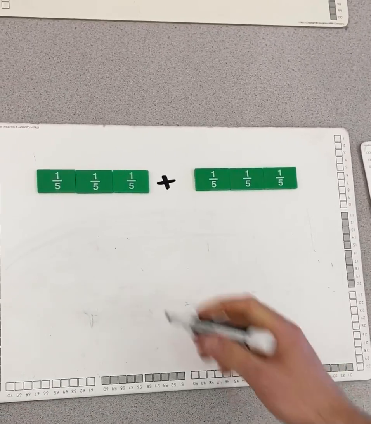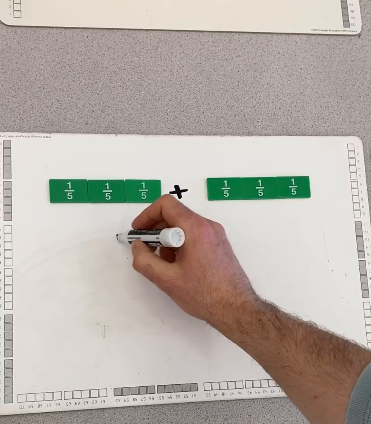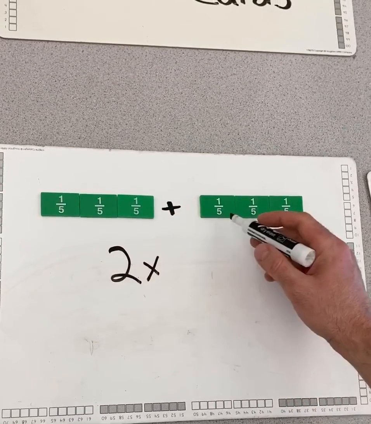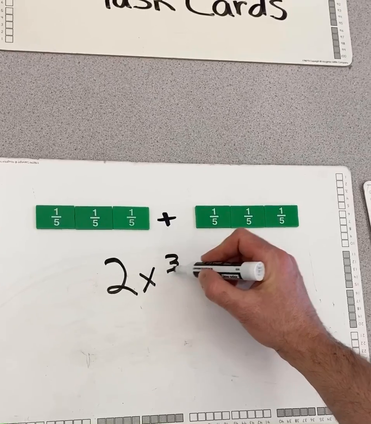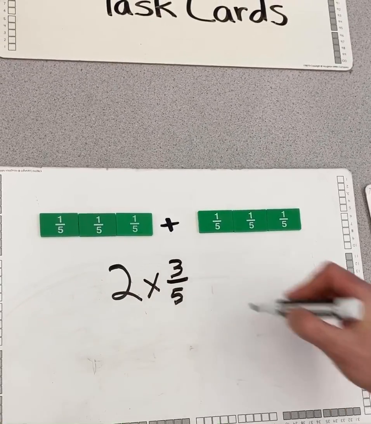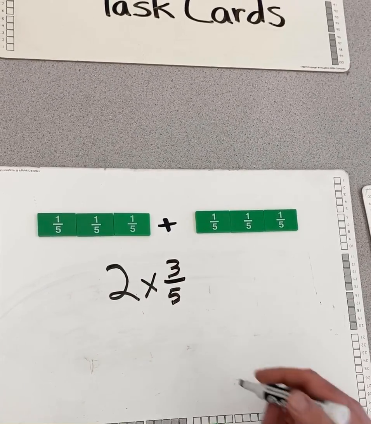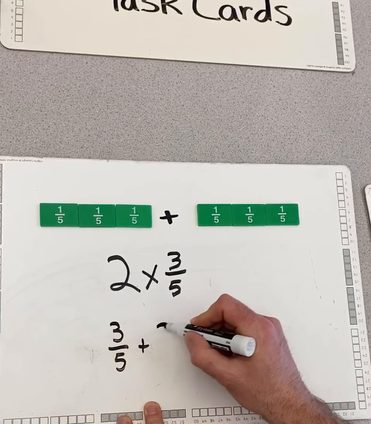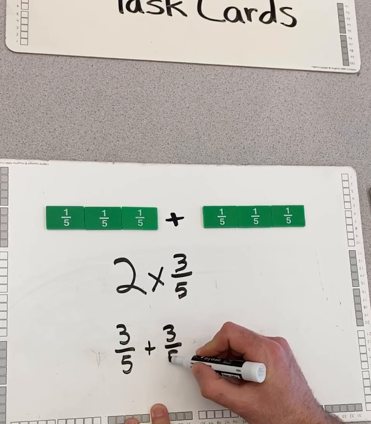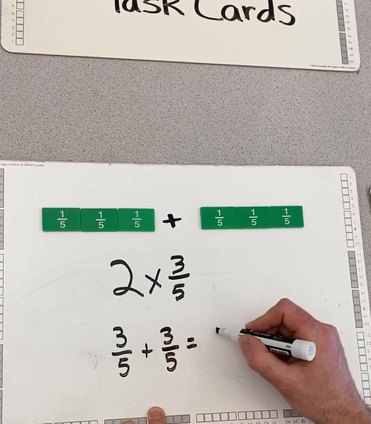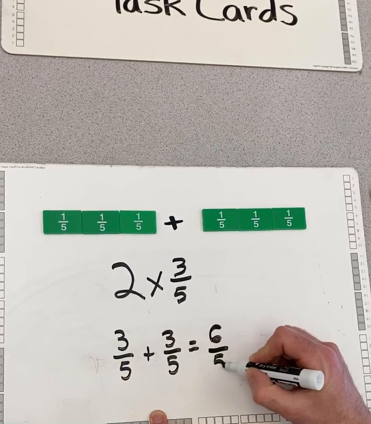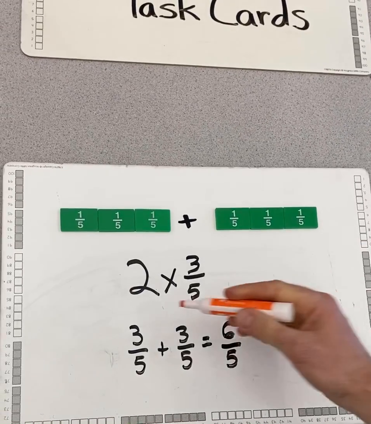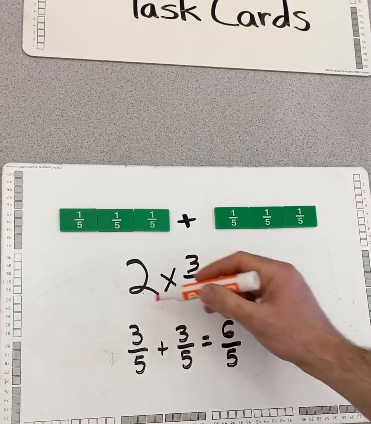Over here, we have 2 groups of, this is 3/5 and this is 3/5. We have 2 groups of 3/5. Repeated addition, I would write this as 3/5 plus 3/5 added together equals 6/5. Using the second strategy, we can multiply the whole number times the numerator.